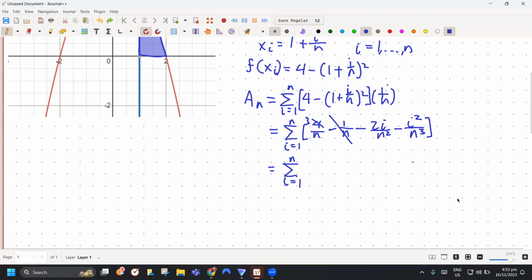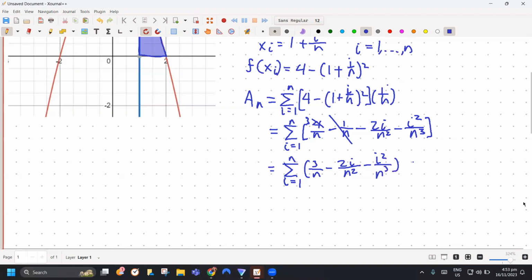Minus 1. So, yan talaga siya. Ganito. So, makukuha mo 3 over n minus... Sige, sulat mo, 3 over n. Okay, so 3 over n minus. Wag mo nang combine to single fraction. Minus 2i over n square minus i squared over n cube.